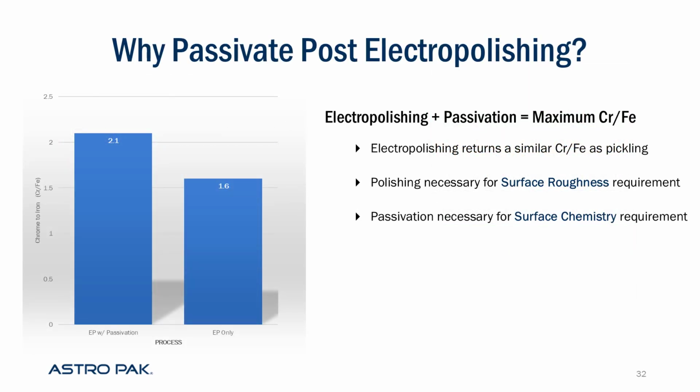Is passivation necessary after electropolishing? It is not. A lot of documents, a lot of standards do say that electropolishing is sufficient for a chromium-enriched passive layer, and that is true, but we do see passivation following electropolishing as an increased benefit to chromium resistance. So if you are interested in maximizing the chromium to iron ratio, electropolishing is what you want for your surface roughness benefit, and passivation on top of that does increase your surface chemistry benefit.